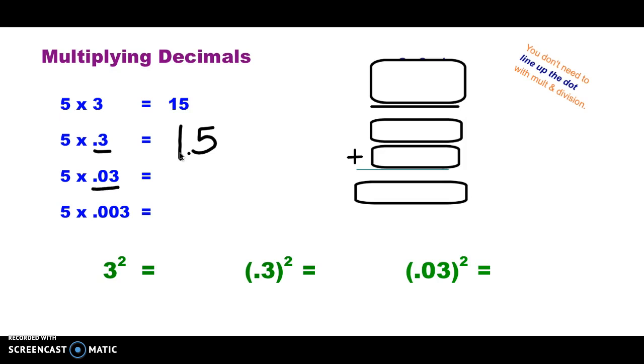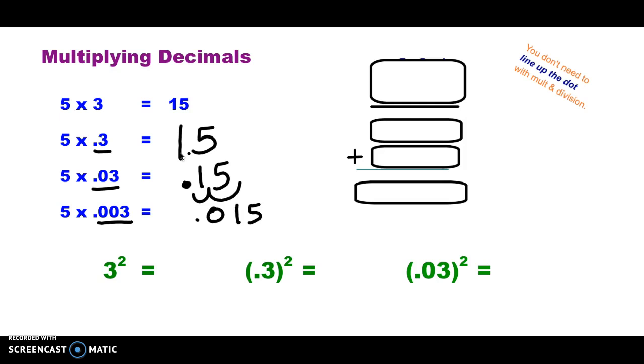5 times 0.03, or 5 times 3/100, has two decimal places, so the decimal goes right here. And the final one, there's 3 decimal places, so the answer would be 0.015, or 15 thousandths. We also looked at exponents.